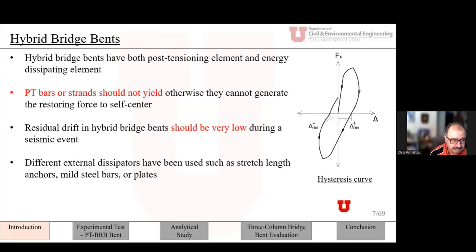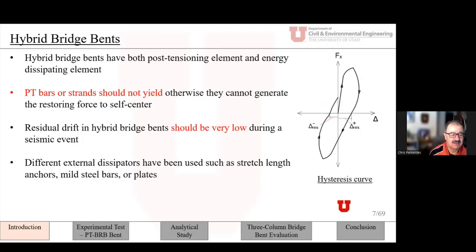So you will hear me say the word hybrid. Why is this called a hybrid bridge bent? It's hybrid because it's made out of two essential components, the post-tensioning element, which I just described, and typically an energy dissipating element. So what that means is the post-tensioning bars or the strands are providing the recentering, and then the energy dissipating element, in this case the BRB, is providing the hysteretic energy out of the system.